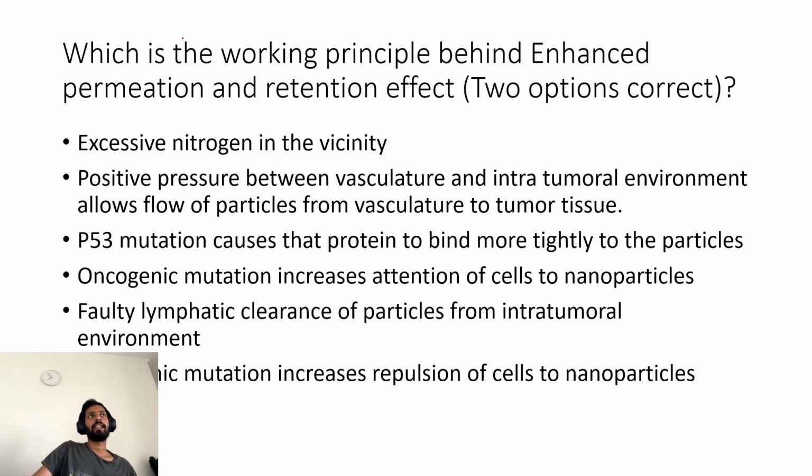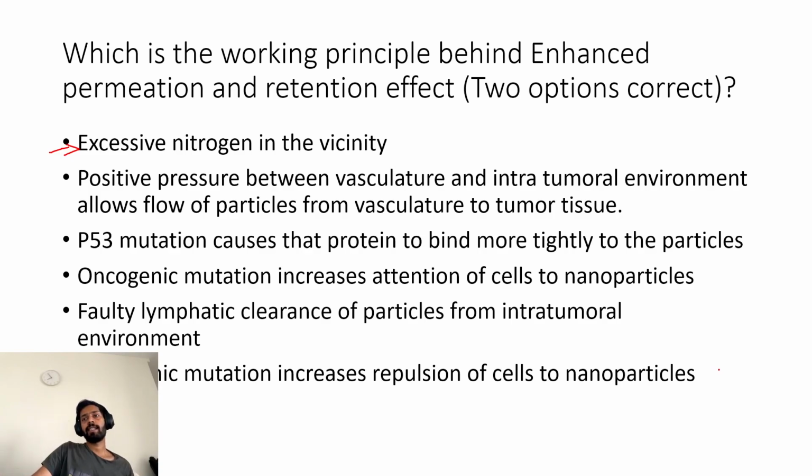Okay, so basically they're asking what is the working principle? Excessive nitrogen in the vicinity; positive pressure between vasculature and intratumoral environment allows flow of particles from vasculature to tumor tissue; P53 mutations cause the protein to bind more tightly to the particles; oncogenic mutations increase attraction of cells to nanoparticles; faulty lymphatic clearance of particles from intratumoral environment; or oncogenic mutations increase repulsion of cells to nanoparticles. What do you guys think?